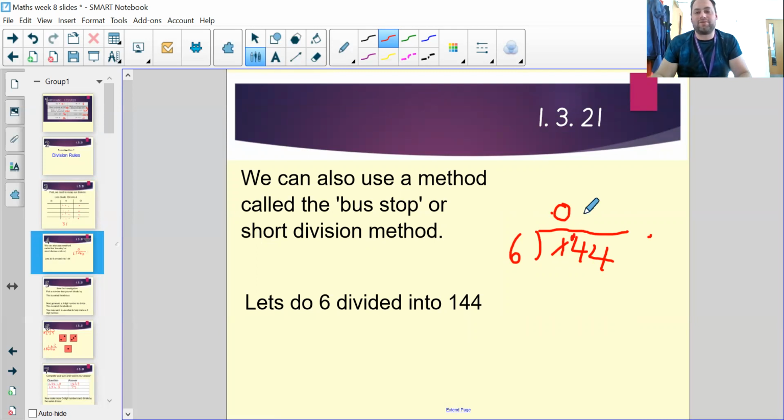How many 6s go into 14? We know that 2 go into 14 exactly because 2 times 6 is 12. Then we count up to 14, which gives us a remainder of 2, because 12 plus 2 is equal to 14. Now, how many 6s go into 24? The answer is 4. There are no remainders, so 144 divided by 6 is 24.